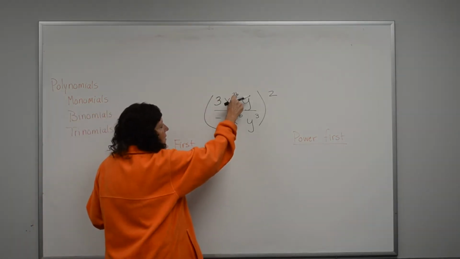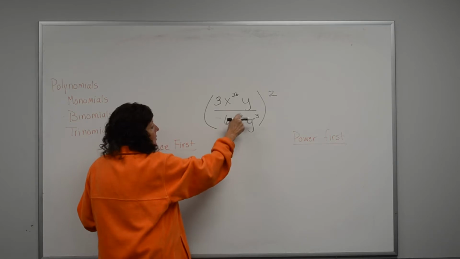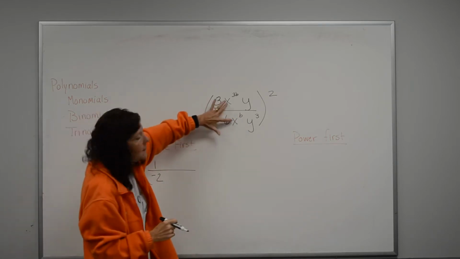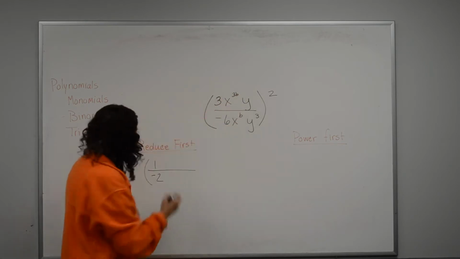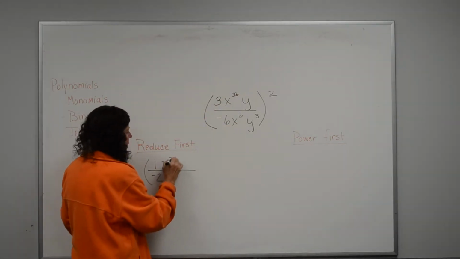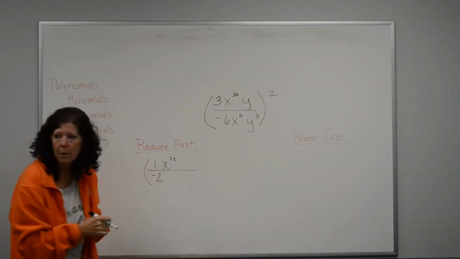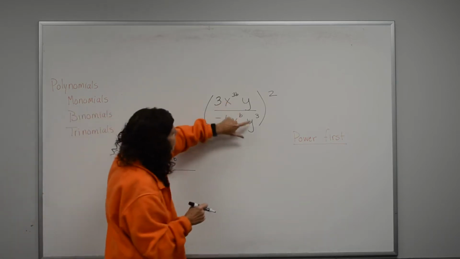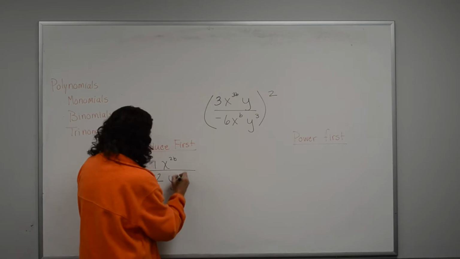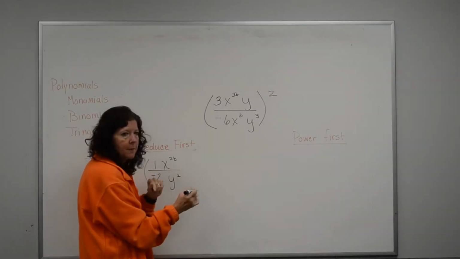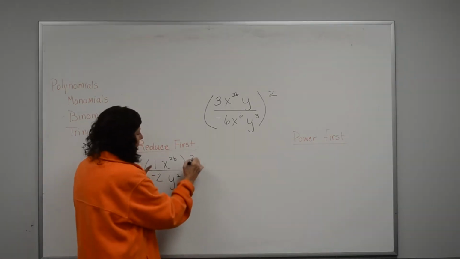Then I have x to the 3b over x to the b. Remember, if the base numbers are the same, I subtract their exponents. So that's going to give me x to the 2b power. Then here, my larger number's on the bottom, so I have y squared on the bottom. I still have that power of 2.